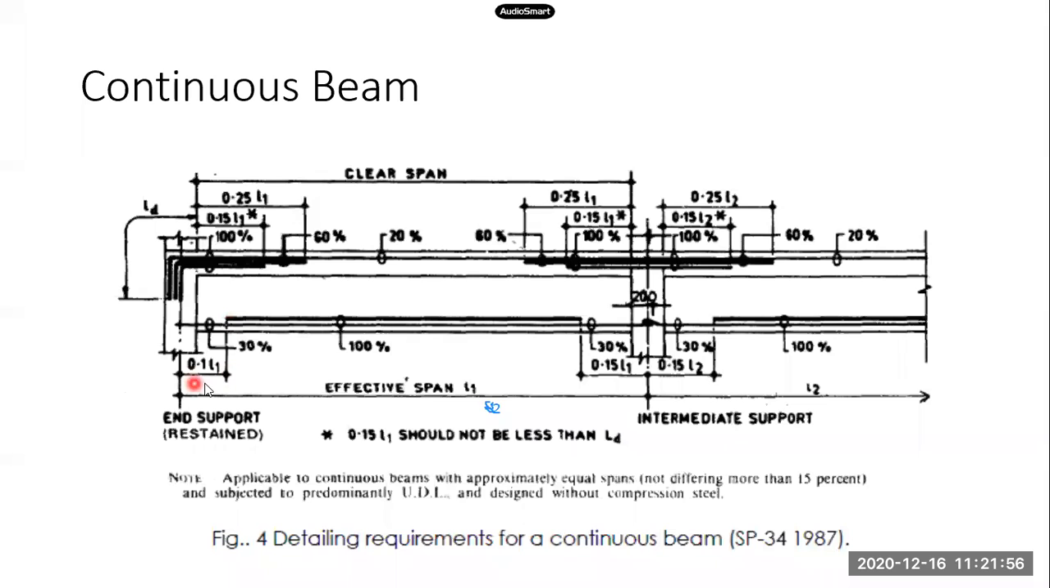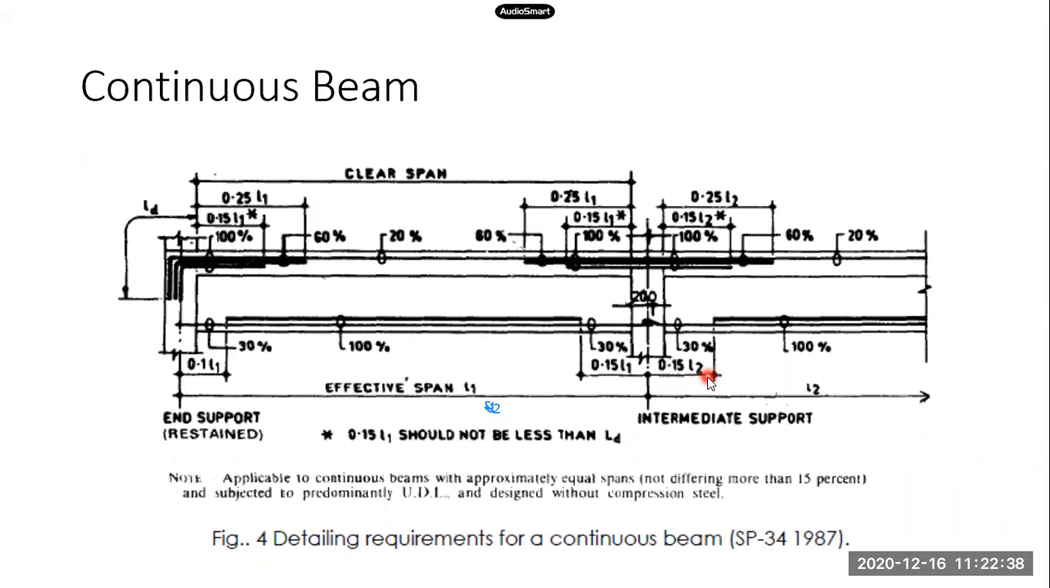Okay, so that is what you have on the bottom side. So this 30%, where you can do the curtailment, for the end support, it is 0.1 L1, 0.1 times the effective span, the first span. Okay, this is curtailment details for a continuous beam. I am talking about the first support, first exterior support here, 0.1 L1. Now, interior support, what they have mentioned, 0.15 L1. I can curtail the bars at a distance of 0.15 L1 from the center of the support. How much should be available after curtailment? 30%.